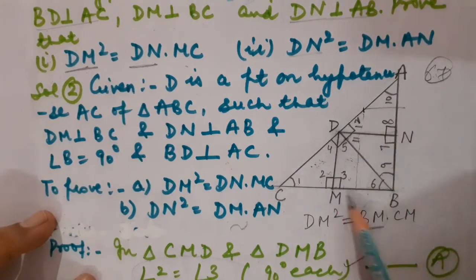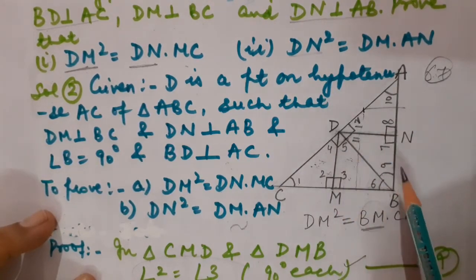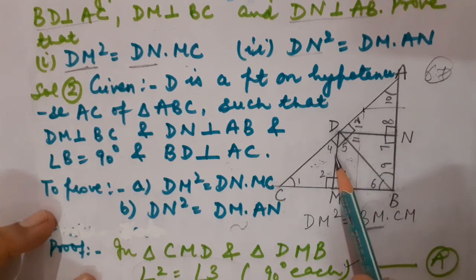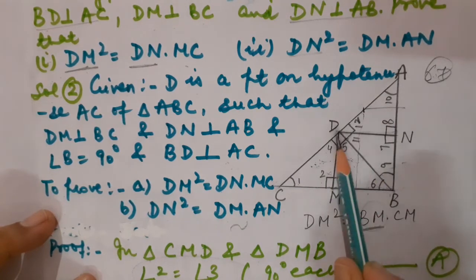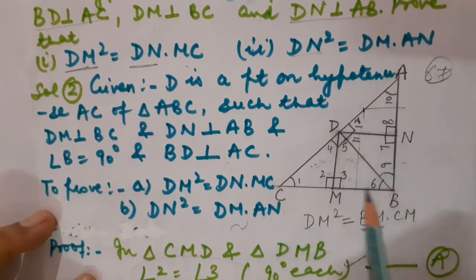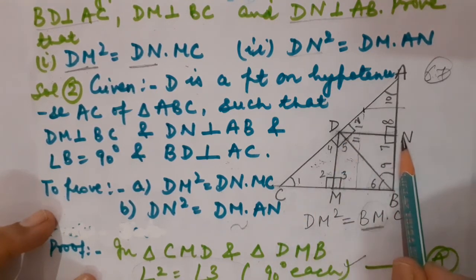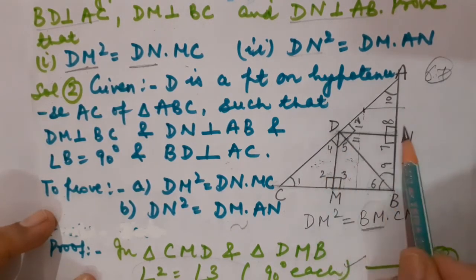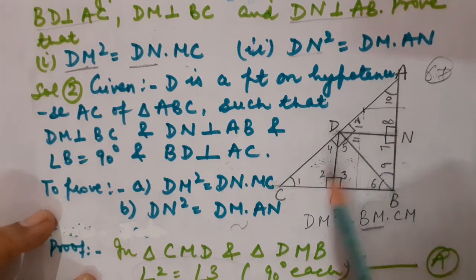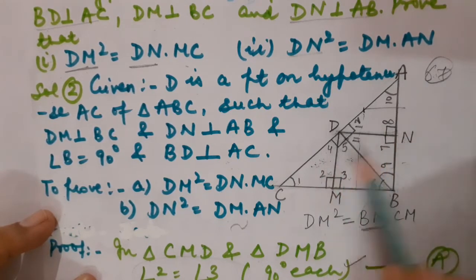You will have to add these 3 or 4 steps which I have told you in your solution. What do you have to do? You have to just tell that DM is parallel to AB. So DM is parallel to BN as well. In the same manner, DN is drawn parallel to CB because they both are perpendicular. Correct? DN is perpendicular on side AB and DM is perpendicular on side CB. So definitely they will be parallel to the opposite sides of each other.